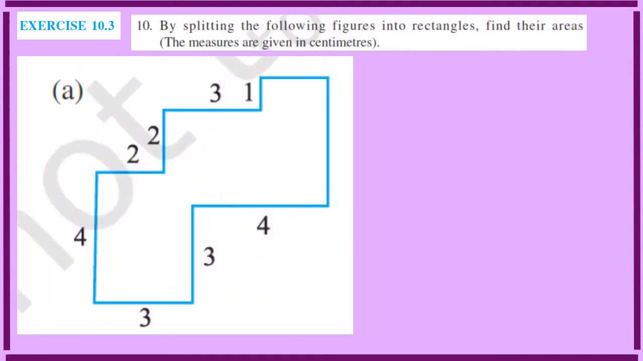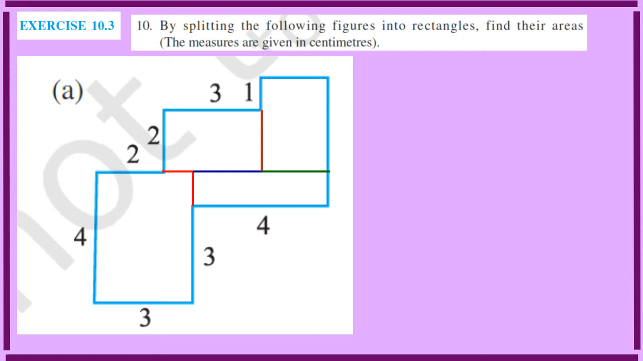By splitting the following figures into rectangles, find their areas. Their measures are given in centimeters. So here you have to concentrate a little bit. You have to observe the figure carefully, how to divide and how to find the unknown sides. You have to be keen here. Let us do. First of all, I have to split this into different rectangles or squares, whatever it may be. You can split it as per your wish. Here I am splitting it in this way.